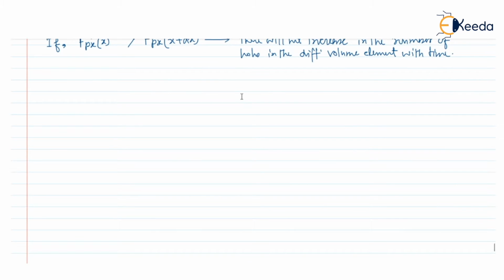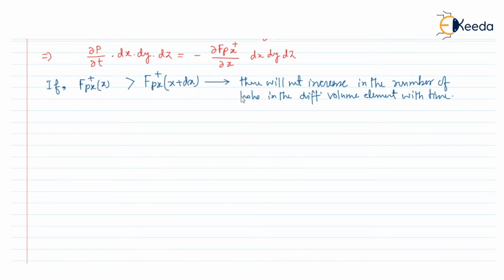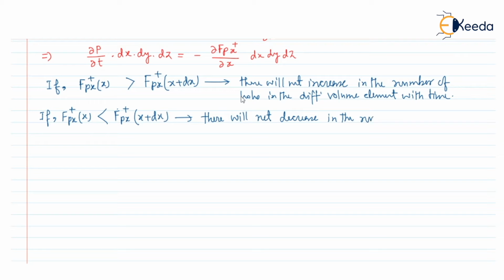Similarly, we can say that if Fpx of x plus is less than Fpx of x plus dx plus, then we can say that there will be a net decrease in the number of holes in the differential volume element with time.